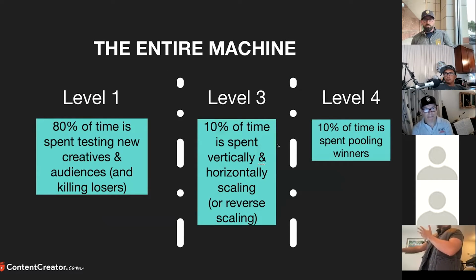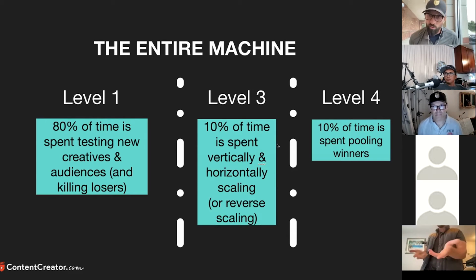So here we go. This is where your time is going to be spent. Level 1, 80% of the time spent testing new creatives and audiences. So that's where in the beginning, you're doing nonstop testing, finding new interests, creating new ads, changing the body copy, just testing. You remember only doing one of those at a time, but you're testing all of those things, and that's where all the deep work comes in the beginning.